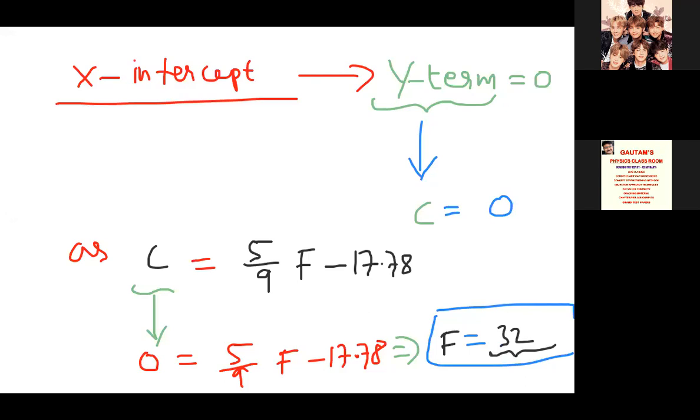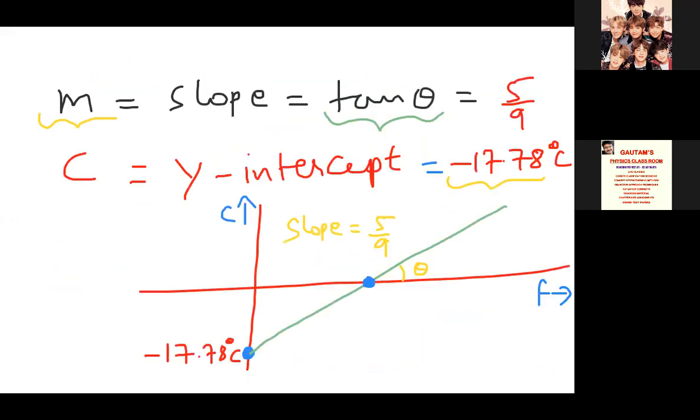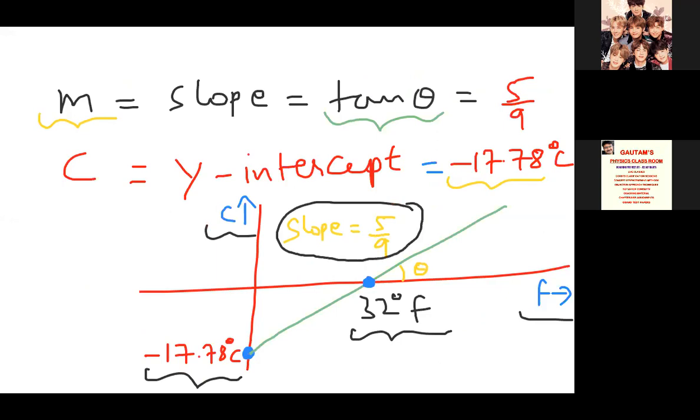What do you mean by that? The x-intercept is 32 degrees Fahrenheit. I hope you are clear with this graph now. How to draw this graph? I think you are clear now: drawing the graph between centigrade on the y-axis and Fahrenheit on the x-axis. In this graph, the y-intercept is minus 17.78 degrees centigrade, the x-intercept is 32 degrees Fahrenheit, and the slope is 5 by 9. I think it's clear.